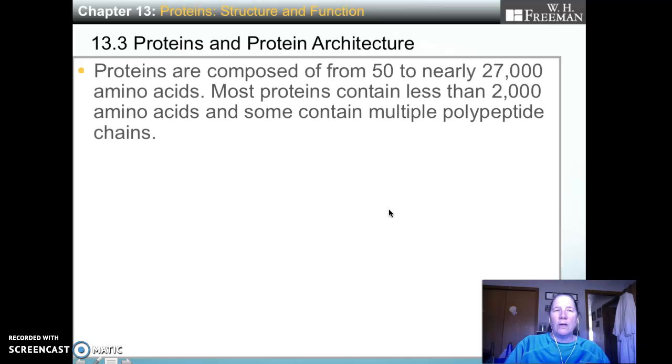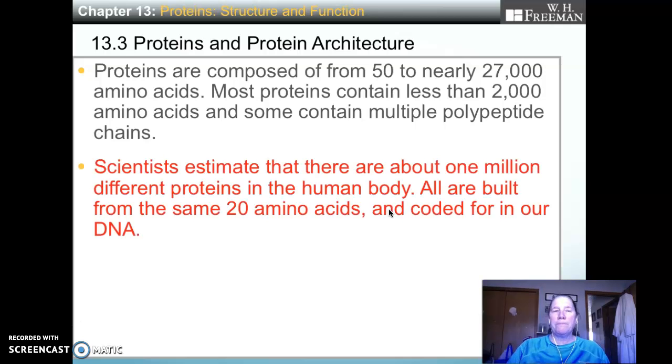Okay, so proteins are composed of from 50 to 27,000 amino acids. It depends on the protein. Most of them are around 2,000. Okay, some of them are multiple chains, so you'll make one protein and you'll attach it to another protein and another. It just depends on what protein you need. Okay, they estimated that we have over 1 million different proteins in our body. So that's a lot. If you think about it, they only come from 20 different amino acids. Okay, and it's all coded for in your DNA.